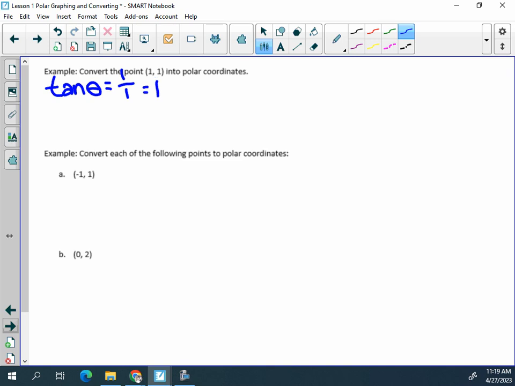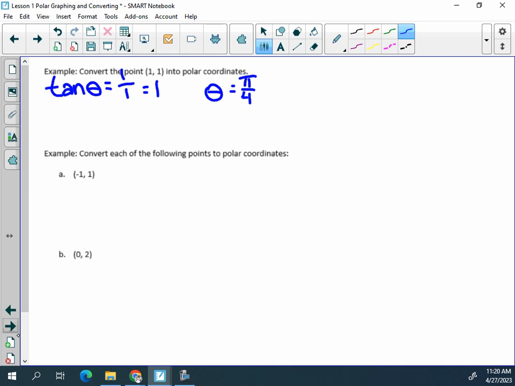Excuse me, when will tangent equal 1? That's at pi over 4 and 5 pi over 4. So it could either be pi over 4 or 5 pi over 4. We don't know which because, oh, well, actually we do know which. 1, 1 is in the first quadrant, so it's just going to be pi over 4. Sorry about that. So now we've got our theta. We just need to figure out our r.